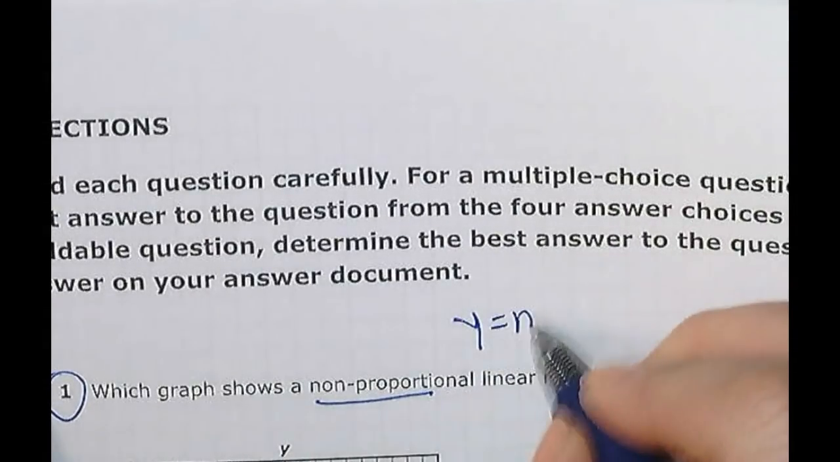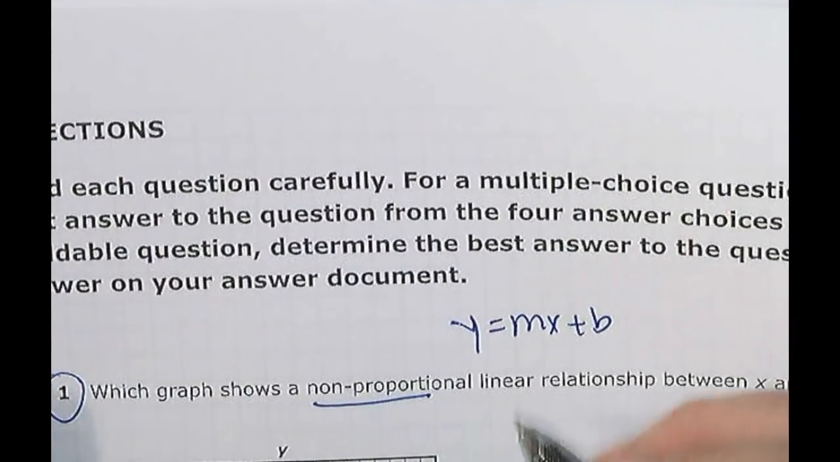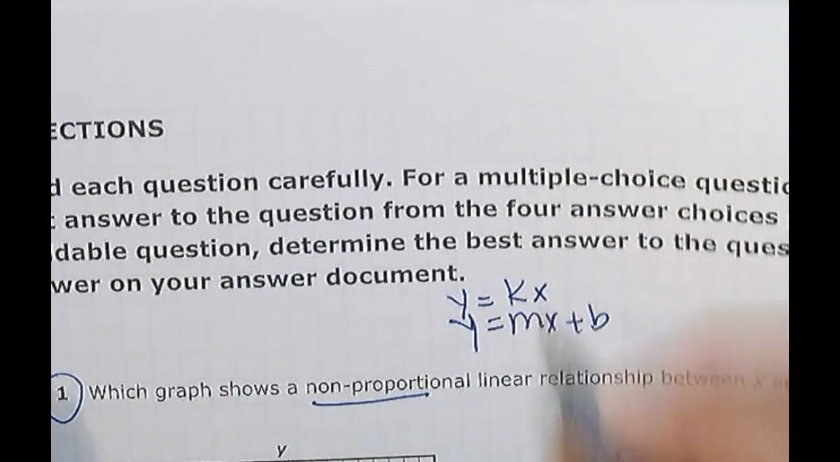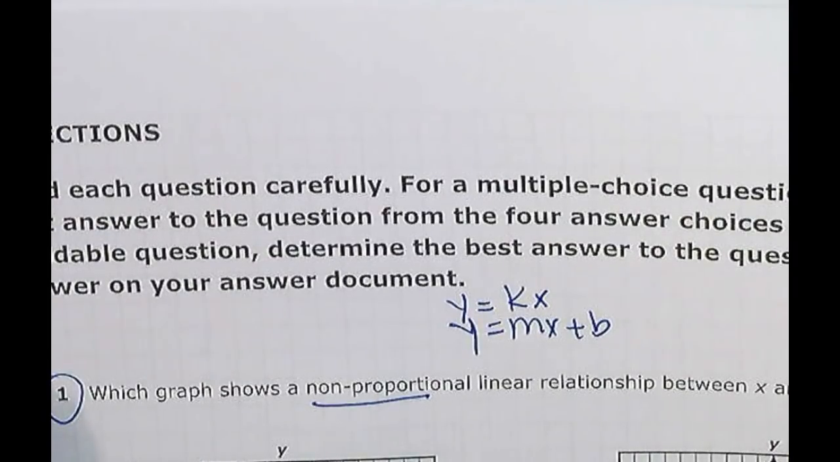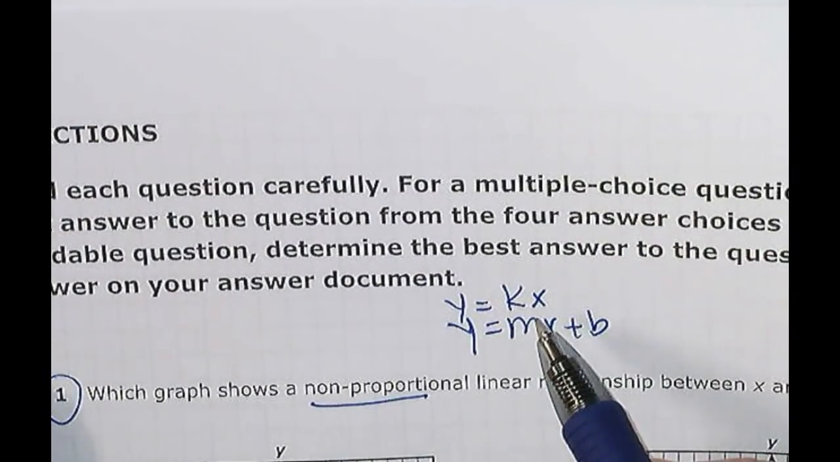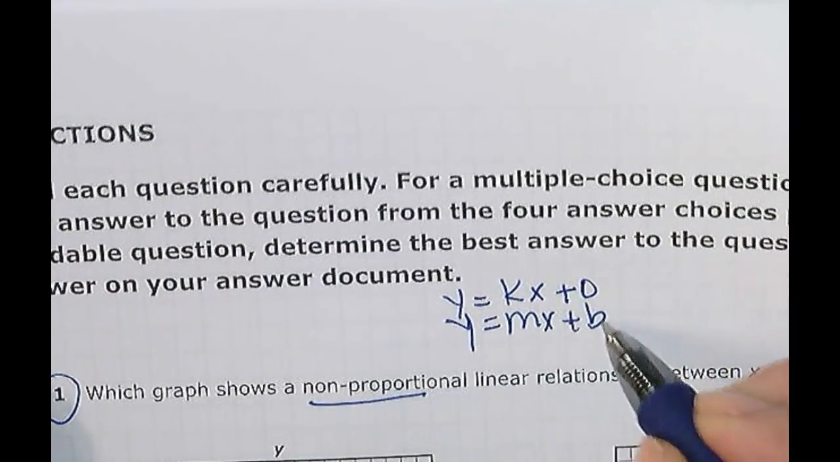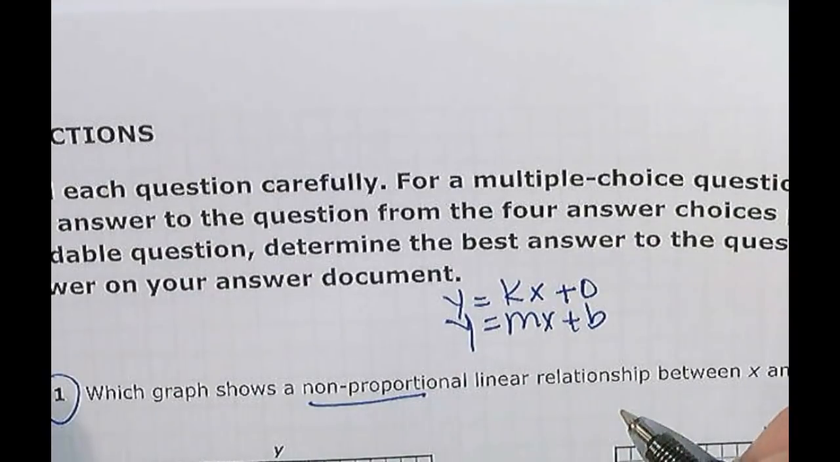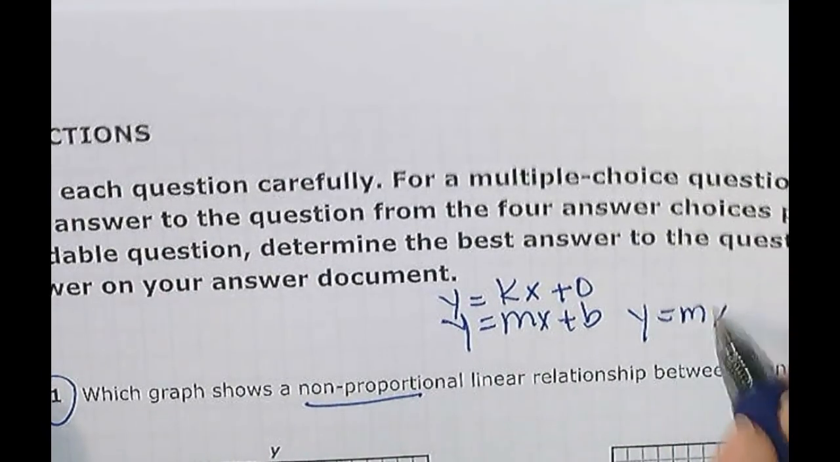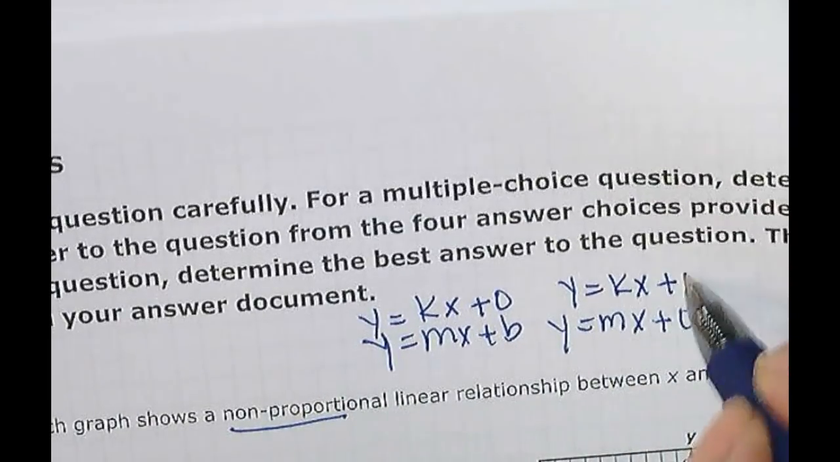When I wrote y equals mx plus b, is that proportional or non-proportional? What about y equals kx? There's an old formula. How do those work together? Now, I can help you with those, and it's kind of a quick lesson, but here we go. If I put plus 0 here, and I put plus 0 here, they're the same. So y equals mx plus 0 is the same as y equals kx plus 0.